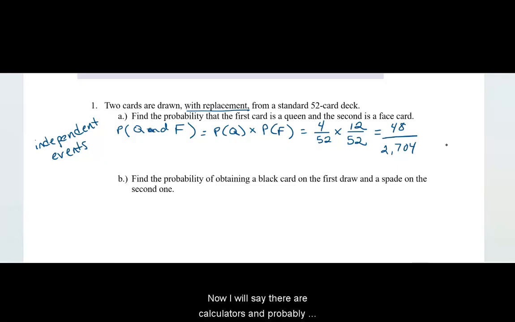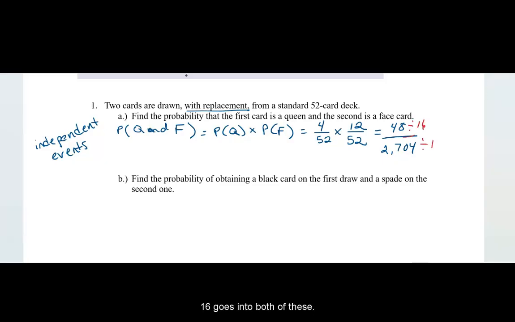Now, you could reduce this. I will say there are calculators and probably some computer programs, like the TI-84 graphing calculators, that will reduce these for you, but just to go over that, let me change the colors real quick.